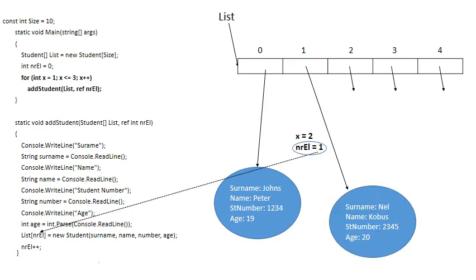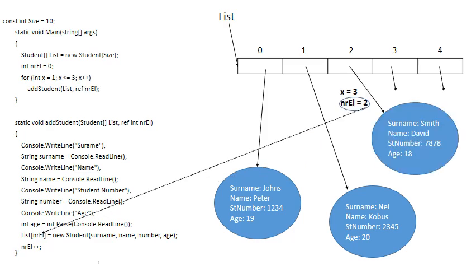The next time the loop is done, x is 2, and now number of elements goes in with the value 1. The user enters surname, name, student number, and age. A new object is created, and list[1] points to this new object. Afterwards, number of elements is increased to 2. The same happens when x turns 3. The third time you do the loop, a new object is created with the surname, name, student number, and age which the user gave to the program. list[2] points to that object, and number of elements is increased to 3.